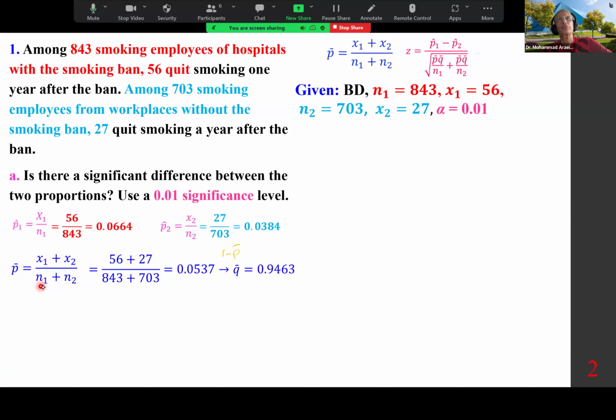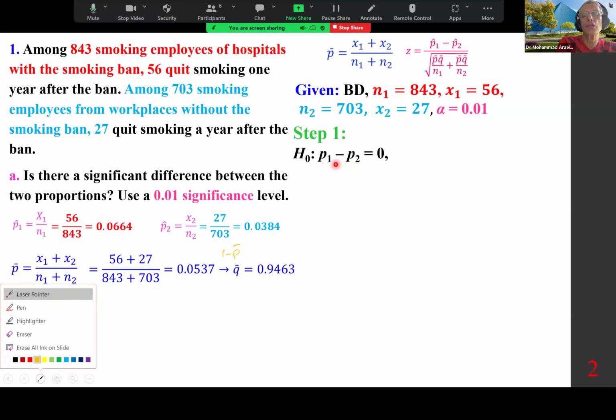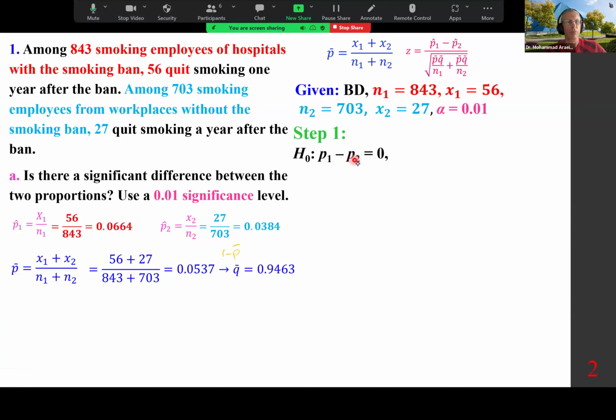Let's move on with the first step. H0: P1 minus P2 equal to 0. And you could write P1 is equal to P2. It has the same meaning. Is there a difference between the two proportions? It's not saying less than or greater than. So P1 minus P2 is not equal to 0, which makes it a two-tailed test.